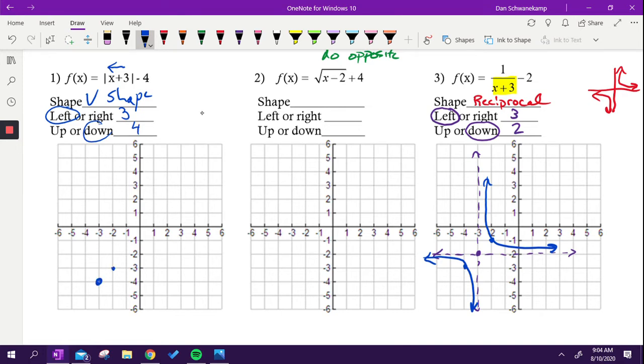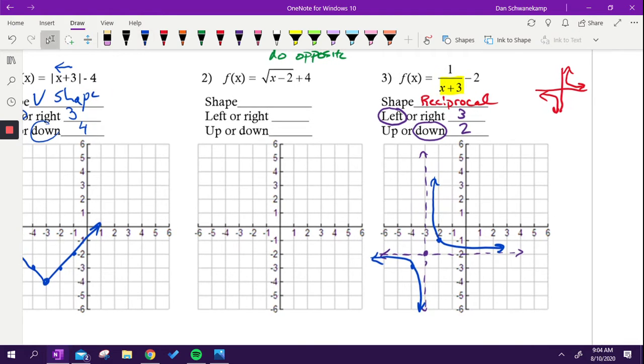Next one says square root of x minus 2 plus 4. Lydia, what's my shape going to be? That's a teapot. Teapot, remember it's this guy right there. That's the shape we're looking with.